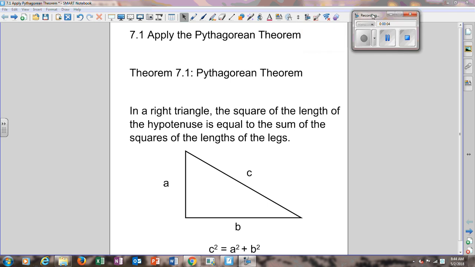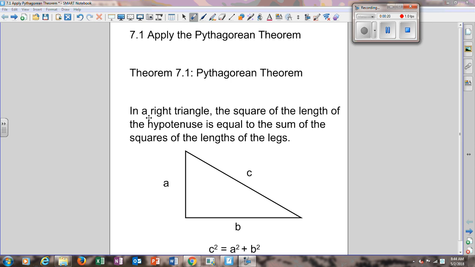Alright, today we're moving on to chapter 7, 7.1, applying the Pythagorean theorem. Theorem 7.1 is the Pythagorean theorem. It says in a right triangle, that's an important part of this statement. It has to be a right triangle to use the Pythagorean theorem. A lot of people try to use it when it wasn't a right triangle.